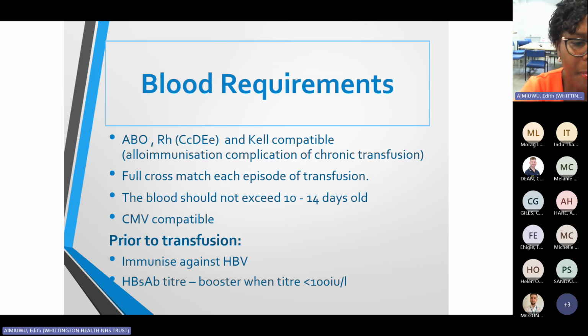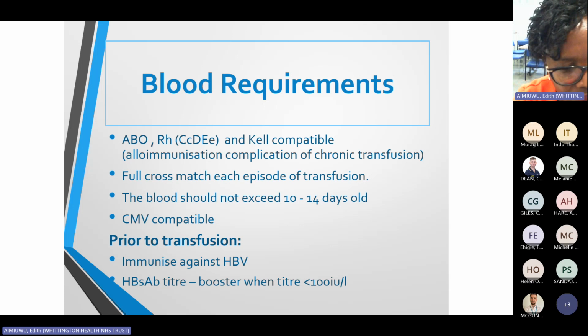What blood do we require? Before transfusion is started, like I said, we go to the blood bank. We request that the blood should be ABO compatible, Rhesus C, D, E, and KEL compatible, because most times with chronic transfusion, they can develop alloimmunization. And with the full cross-match each time, like I mentioned before, the blood should not exceed 10 to 14 days old. It could be probably newer, but it shouldn't be more than 14 days old. It should be CMV compatible.